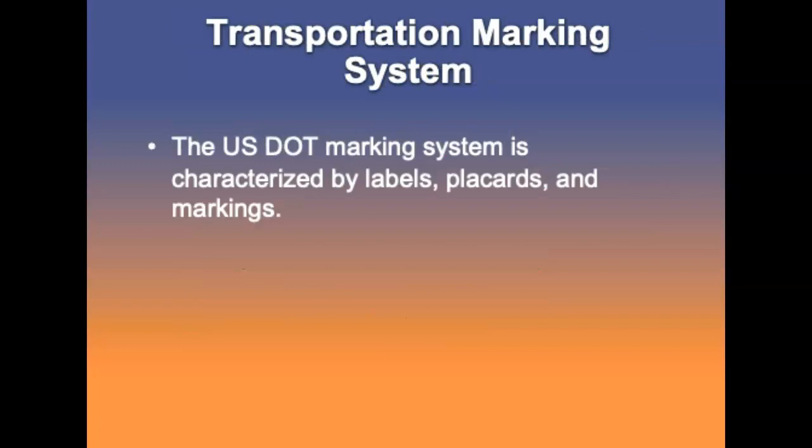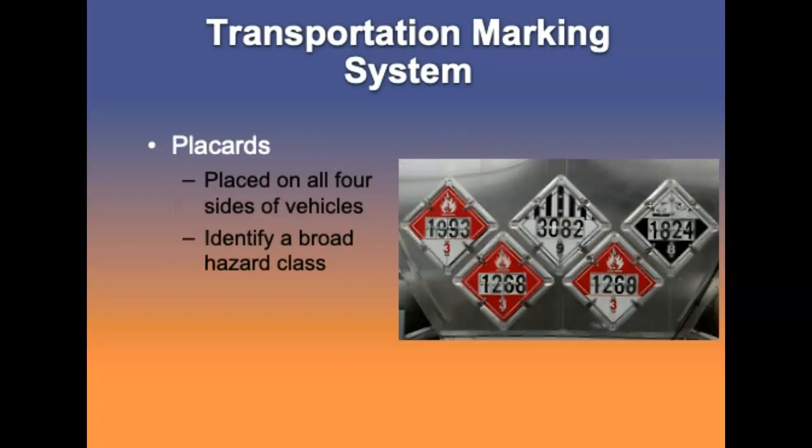So the marking system. The US DOT marking system is characterized by labels, placards, and markings. They're used when materials are being transported within the United States, and the same marking system is used in Canada. Placards are diamond-shaped indicators. They're placed on all four sides of the vehicles carrying the hazmat, and they identify a broad hazard class the material inside belongs to. So it could be flammable or poisonous or corrosive. United Nations or North American coding system. The most common are placards, and they show a four-digit number for identification of hazardous materials.